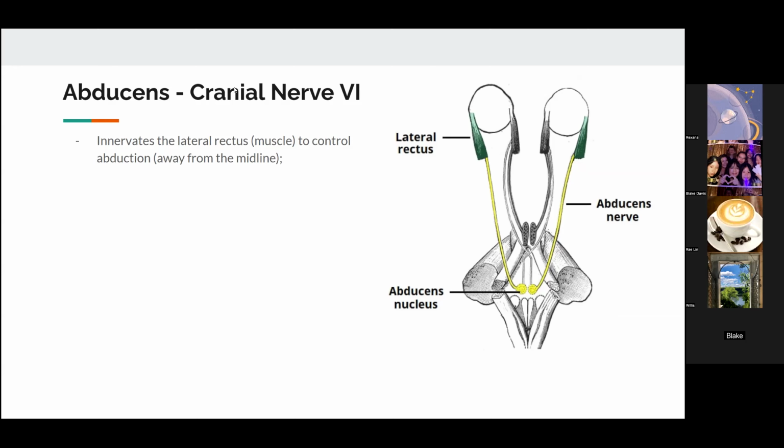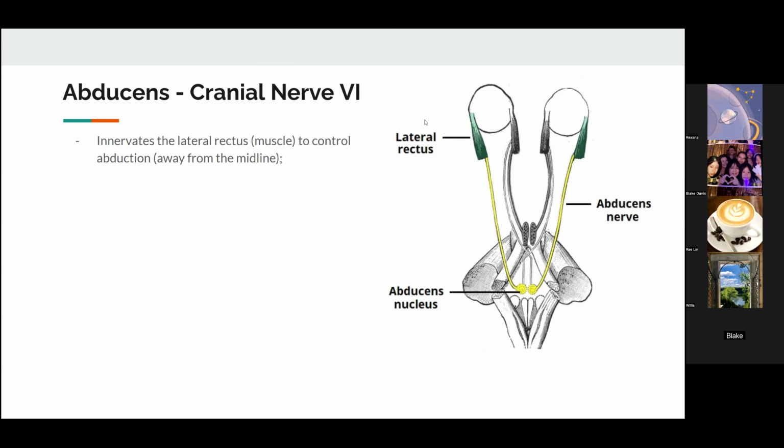Okay, cranial nerve 6, the abducens. Now, if we remember, adduction is when we move towards the midline, and abduction is when we move away from the midline. So just think about moving your eyes away from your nose. That's what the abducens is responsible for. It's responsible for abductive motion of the eye. So in your left eye, that means looking left, and in your right eye, that means looking right. So there you go.